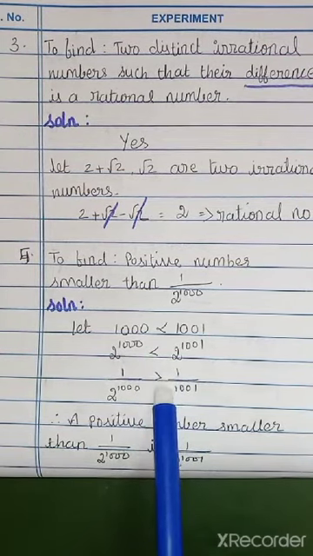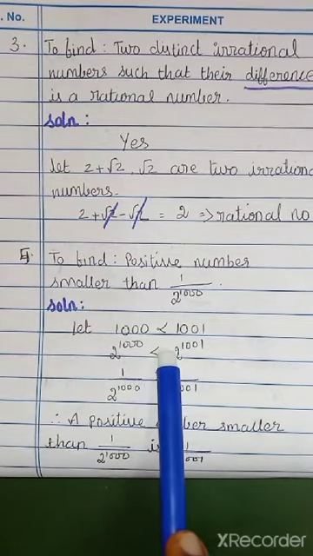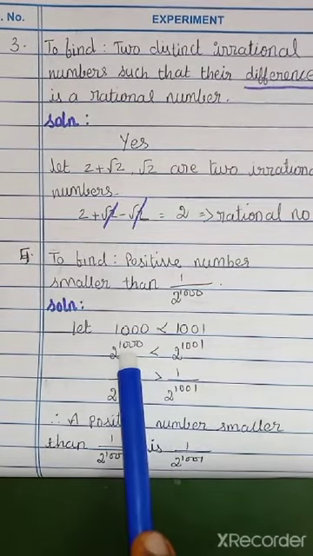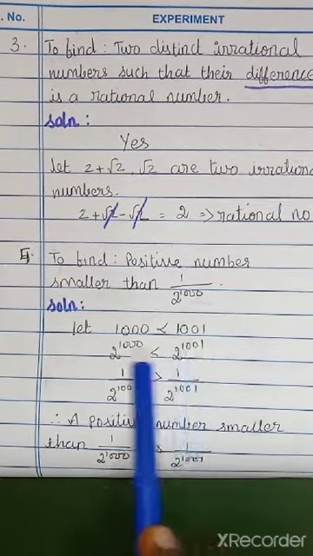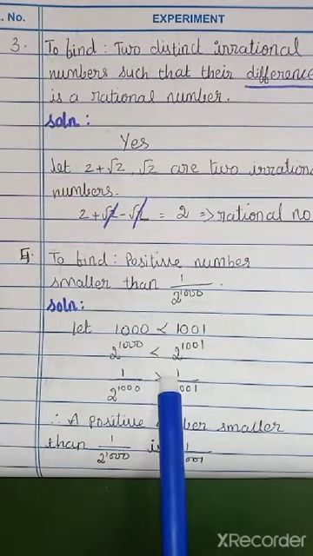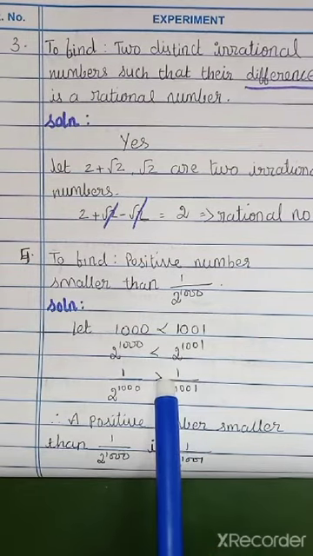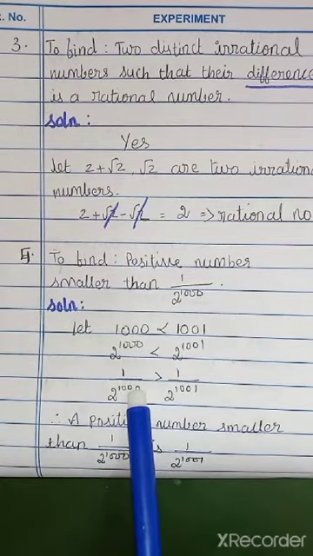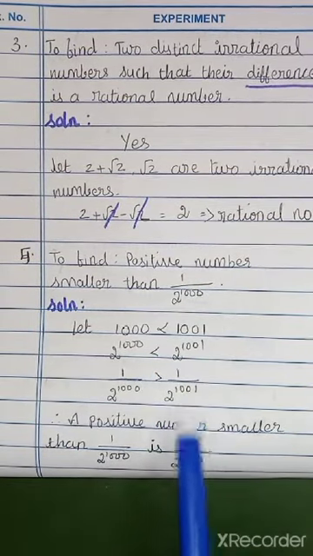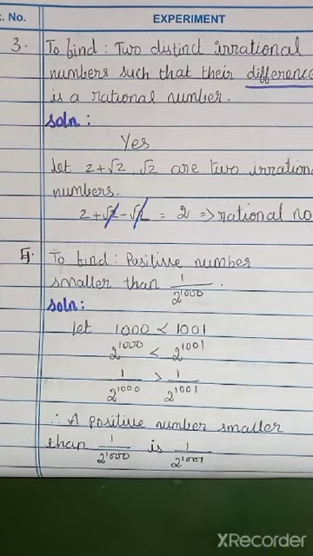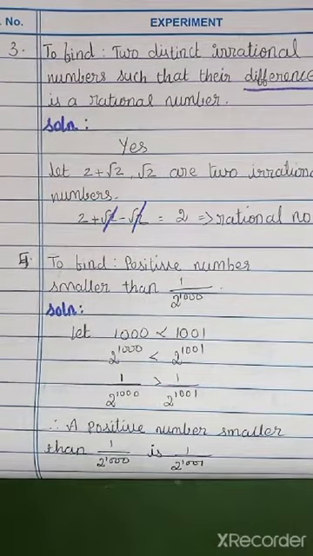If I change 2 power 1000 to 1 by 2 power 1000, then you have to change the inequality sign also. So this less than changes to greater than. If we multiply anything in the inequality, the sign will change. That's why this less than becomes greater than here. Now tell me, 1 by 2 power 1000 is greater, 1 by 2 power 1001 is less, correct? So a positive number smaller than 1 by 2 power 1000 is 1 by 2 power 1001. Is that clear?